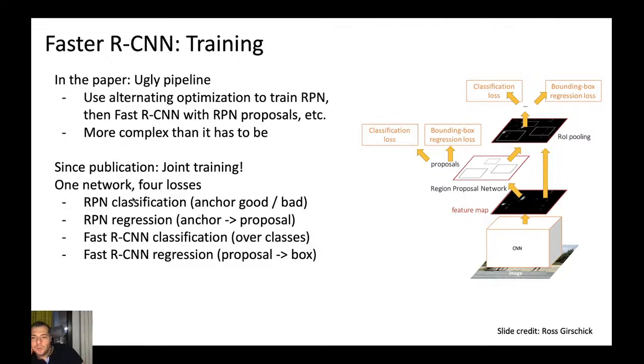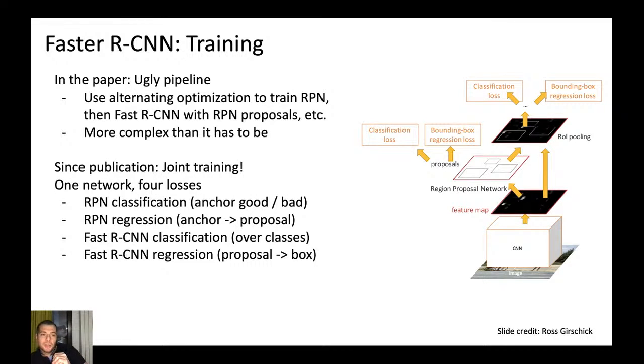So we have the loss for the region proposal classification, which classifies each anchor into object or non-object. We also have the region proposal regression, which provides the proposal for locations. And then for the Faster RCNN model, we have the classification head and the regression head.